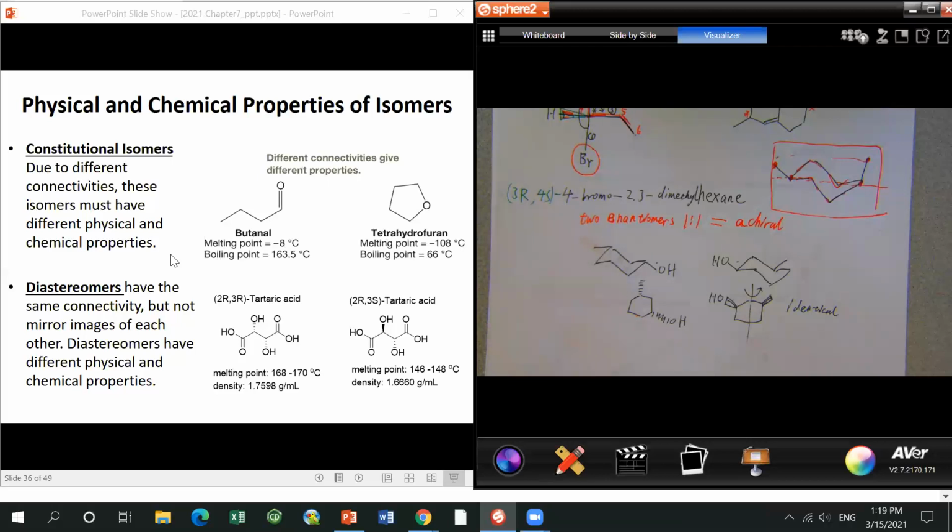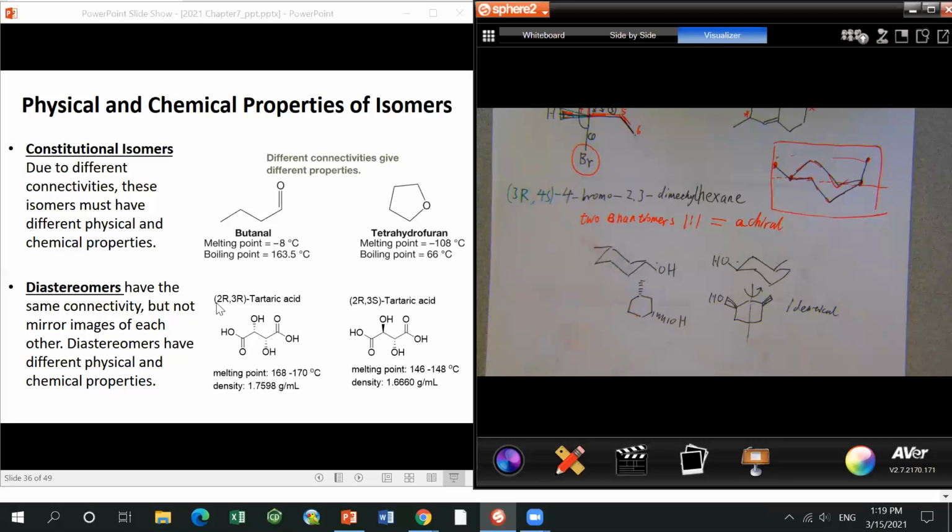Then come the stereoisomers. Stereoisomers have the same connections, but some stereocenters are the same, for example this stereocenter, where both are dash lines, and some stereocenters are opposite, so one is dash and one is wedge. So those are stereoisomers. Although they have very similar structures, they will have very big differences in their physical and chemical properties.